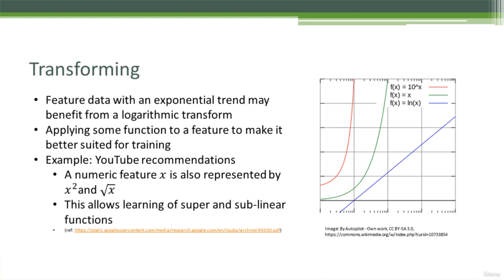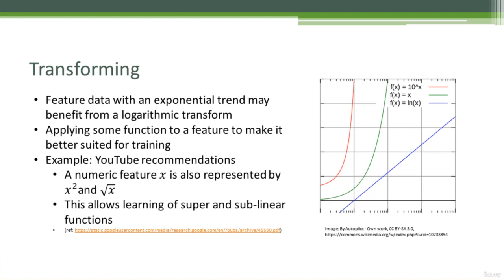So, they're not just throwing in raw values, they're also throwing in the square and the square root just to be careful and see if there actually are nonlinear trends there that they should be picking up on. They found that actually improved their results. So that's an example of transforming data. It's not necessarily replacing data with a transformation. Sometimes you're actually creating a new feature from transforming an existing one. That's what's going on here. So they're feeding in both the original feature X and X squared and the square root of X.